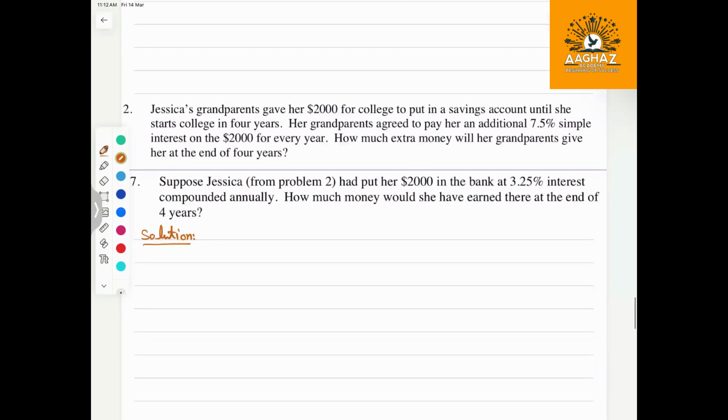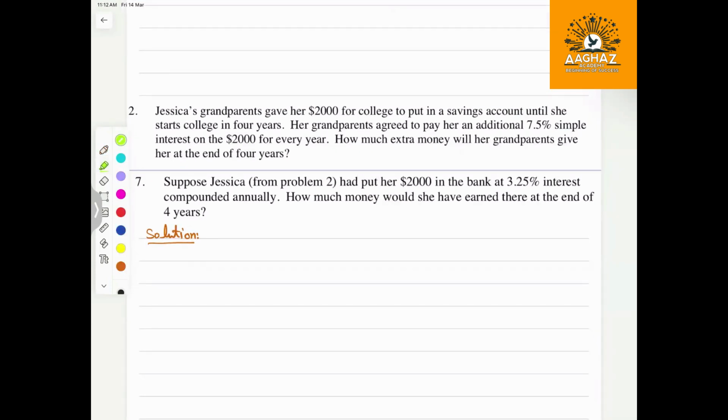So next, question number 7. In question number 7, it says suppose J, the same person as in problem 2, put her $2000 in the bank, which is giving 3.25% compound interest annually. So this time you have this amount as the principal, and the rate is 3.25%, for compound interest, annually. So next, how much money would he have at the end of the 4 years? I mean, he wants to find the amount value.